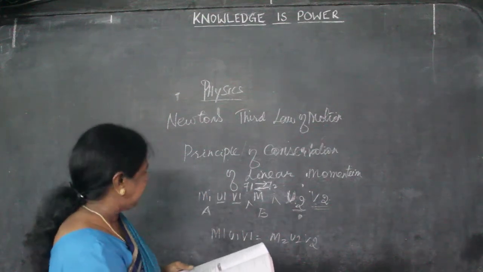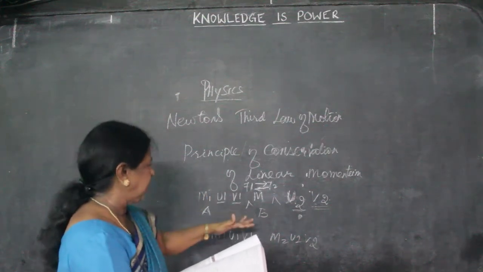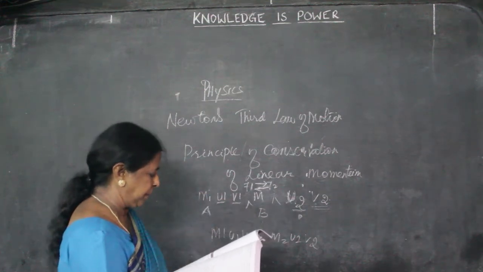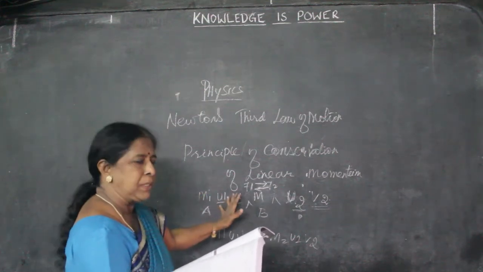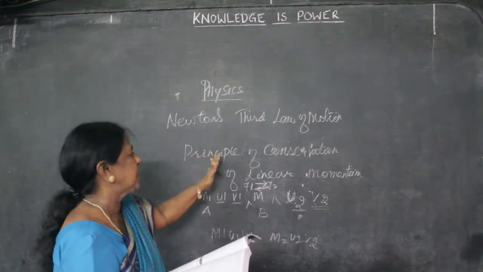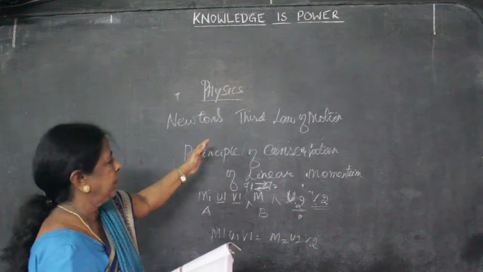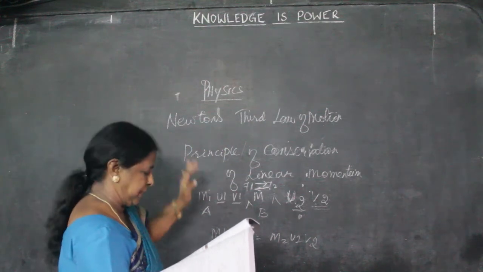So the algebraic sum of the momentum after collision, that is A collides with B, after the collision is numerically equal to the sum of the momentum before. This is known as the principle of conservation. This is based on Newton's third law.